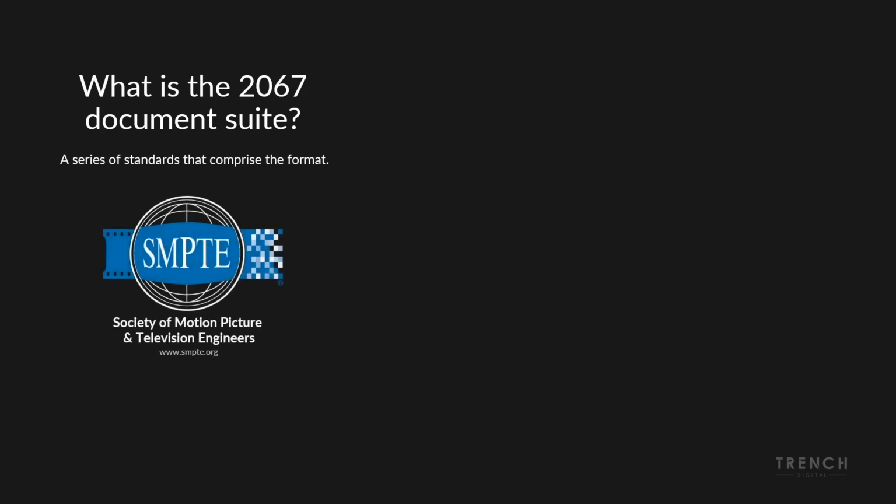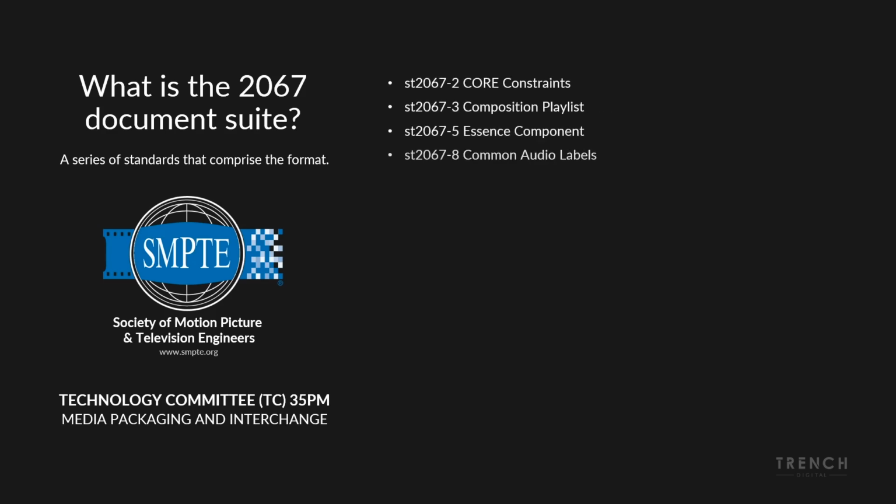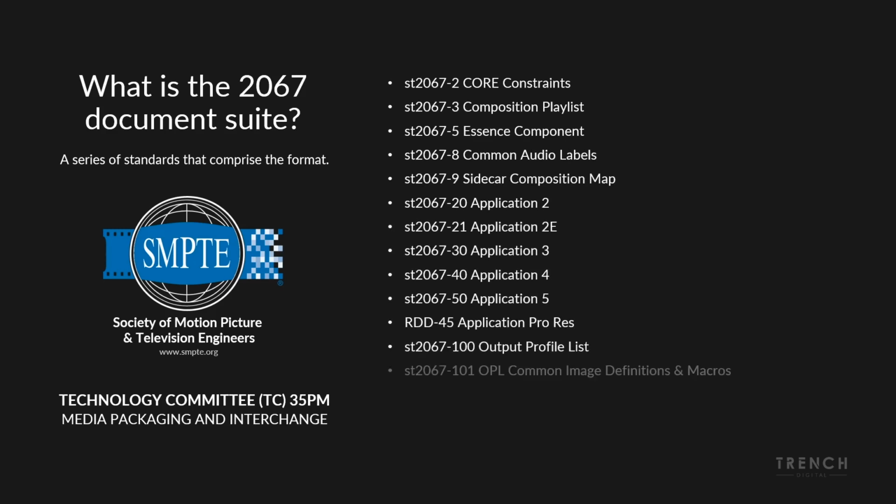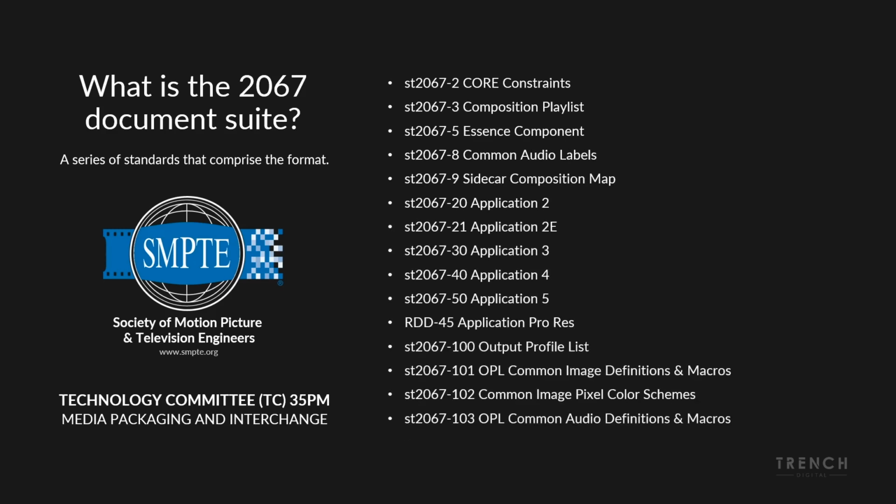What is the 2067 document suite? It is a series of standards that comprise the format. They were published through the Society of Motion Picture and Television Engineers standardization process, with the work being completed in the Technology Committee 35PM, Media Packaging and Interchange. Each standard defines the constraints of a specific component to the framework, yet at the same time being relatable to the other standards within the suite.